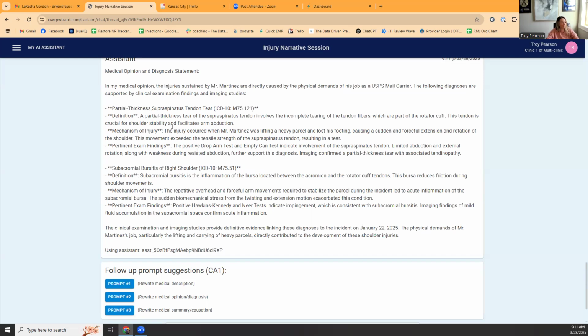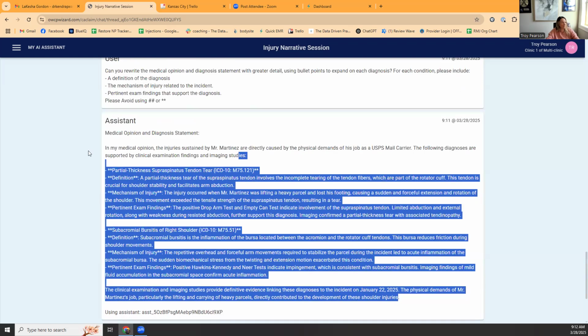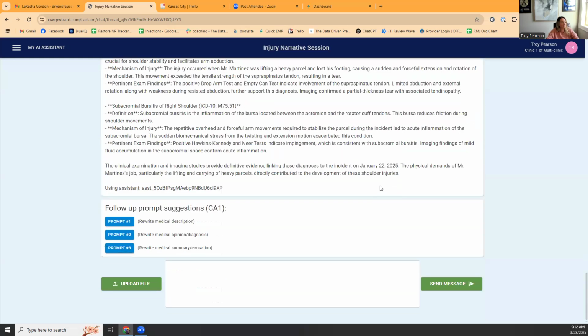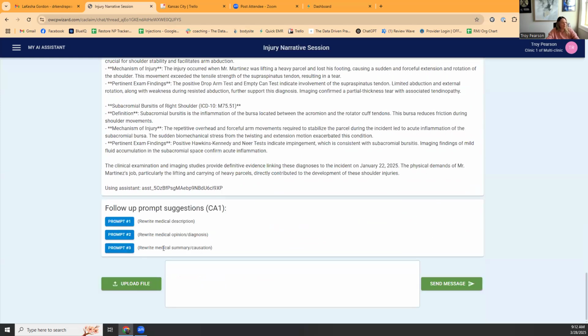And we have our exam findings that support it for both diagnoses. And then we have a statement saying this, the clear evidence that this is what happened. Copy and paste in my EMR. Beautiful. The last thing is we want a medical summary and a causation statement. We want to rewrite that.